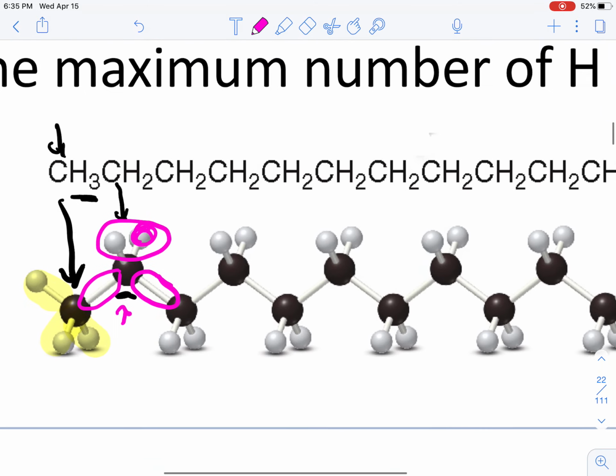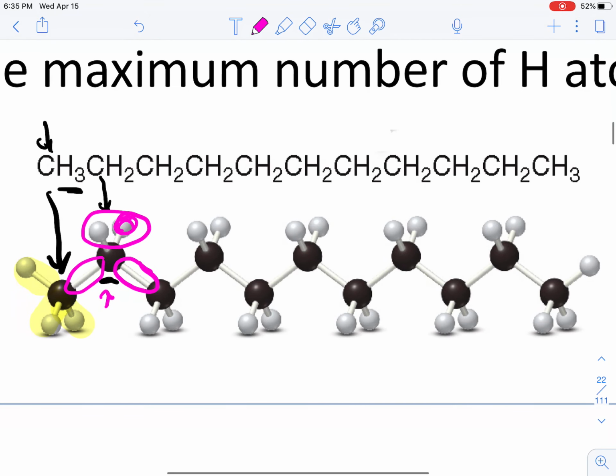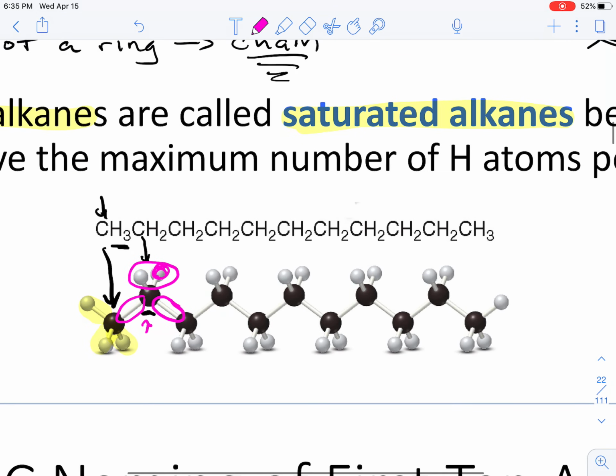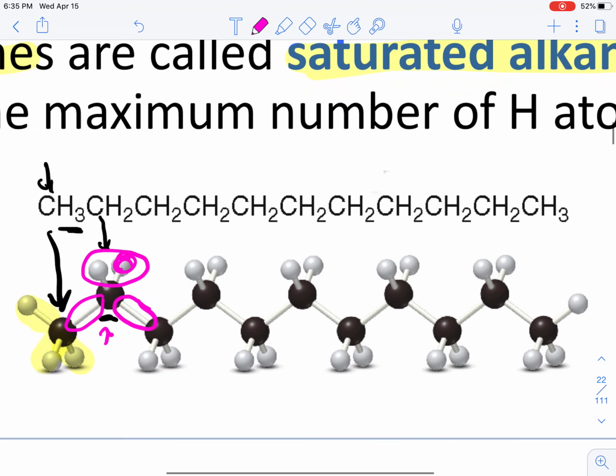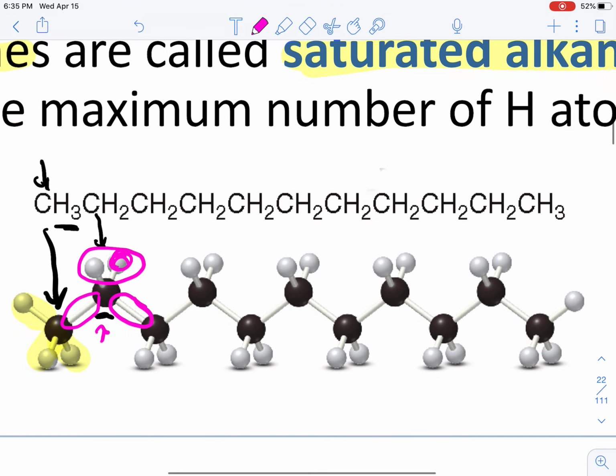So we can go through that logic for every single carbon that you see here, and you'll find that given the number of obligated bonds it has to other carbons, each carbon has the maximum number of hydrogen atoms that it can attach to, given its condition. And so we would say that this alkane is saturated with hydrogens.